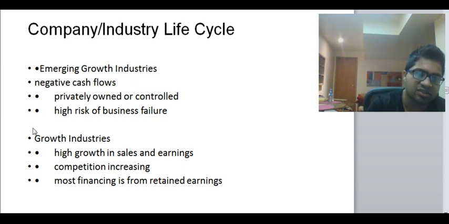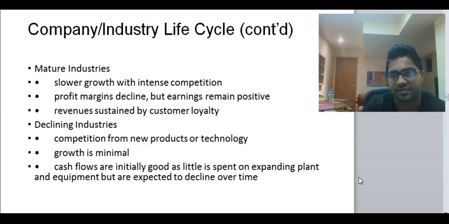Growth industries, there is good commercialization of products. There is high growth in sales and earnings for the companies. Competition increases because the growth is good. Most financing is from retained earnings. Mature industries are characterized by slower growth and intense competition. Profit margin generally declines, so they are like milking cows. You have good cash flows and good profits. Profit margin is generally declining, but the earnings remain positive, and revenues are sustained by customer loyalty.